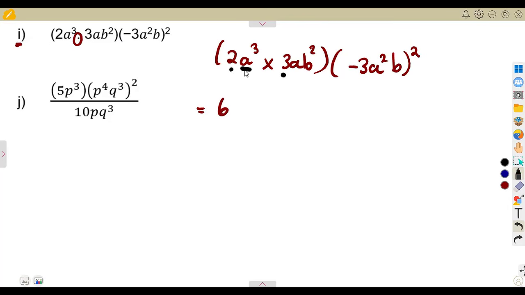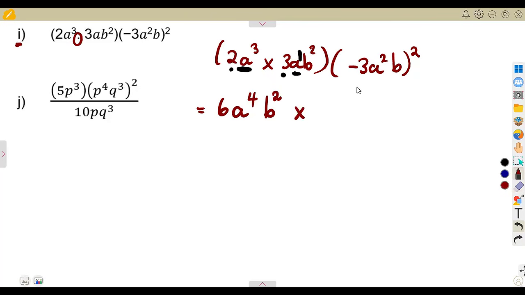The bases are the same. There's an a here, but this is a to the exponent of 1. So you multiply a to the exponent of 3 times a to the exponent of 1. You add the exponents, so that is a to the exponent of 3 plus 1, which is 4. Then b is not affected because we do not have a b here, so b remains as it is, b to the exponent of 2. So the first part gives us 6a to the exponent of 4, b to the exponent of 2. Okay, so the bracket is done.